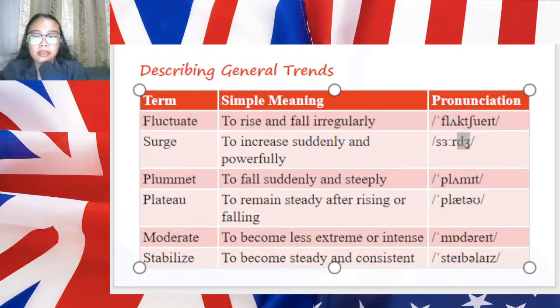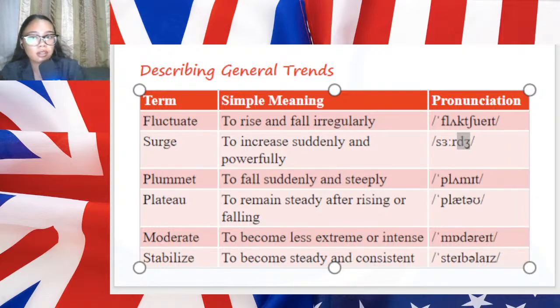Following this is plummet. Again, plummet means to fall suddenly and steeply. It's the opposite of surge. You can imagine a stone dropping straight down. So if something plummets, it doesn't just go down. It drops very quickly and dramatically from a high point. So it implies a loss of control or a rapid collapse.